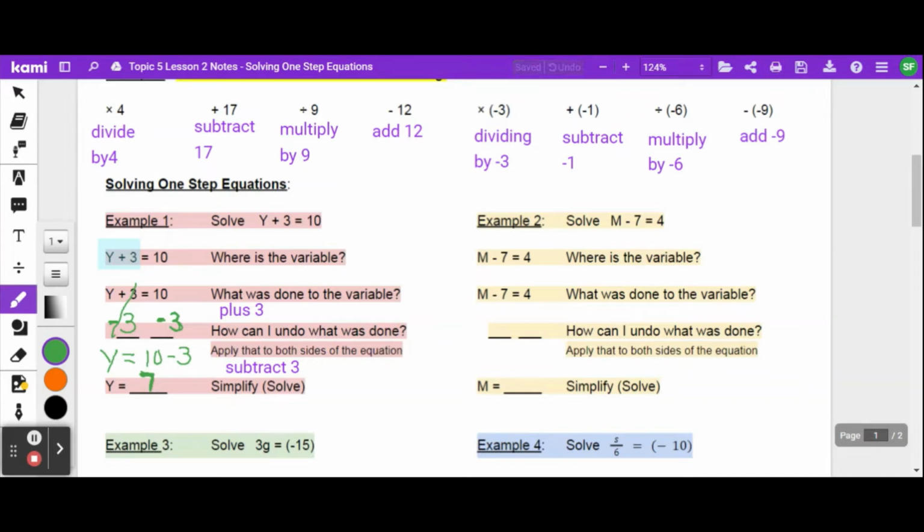If I put y equals 6, 6 plus 3 is 9, and 9 does not equal 10. That is a false statement. So equations have got to be true statements.